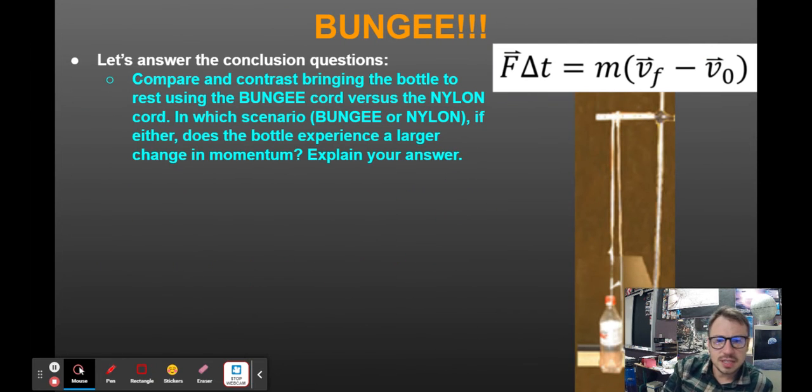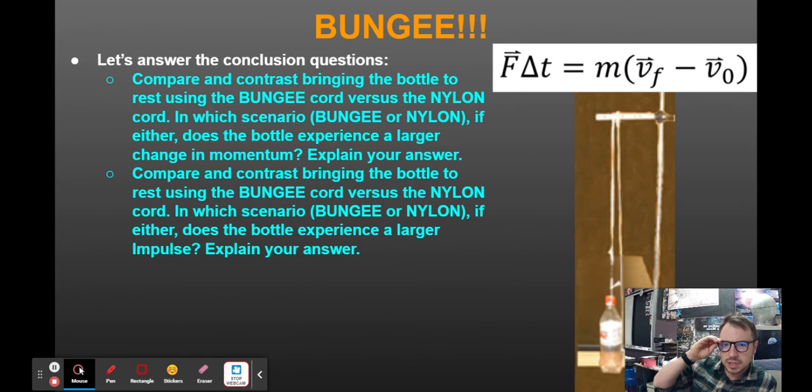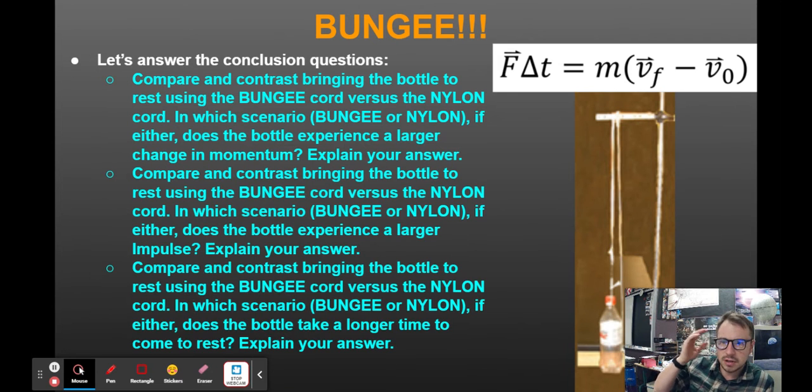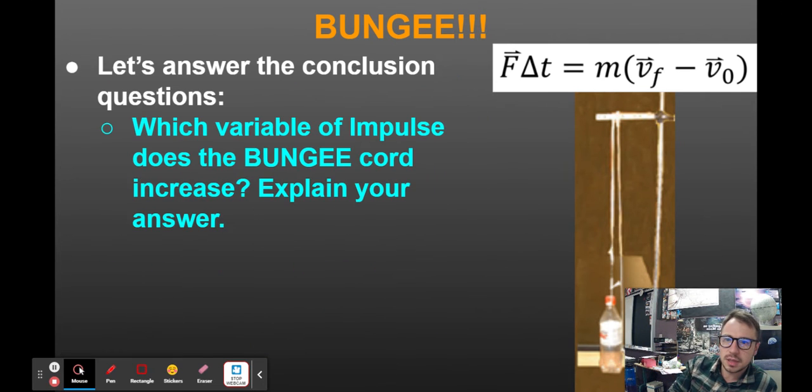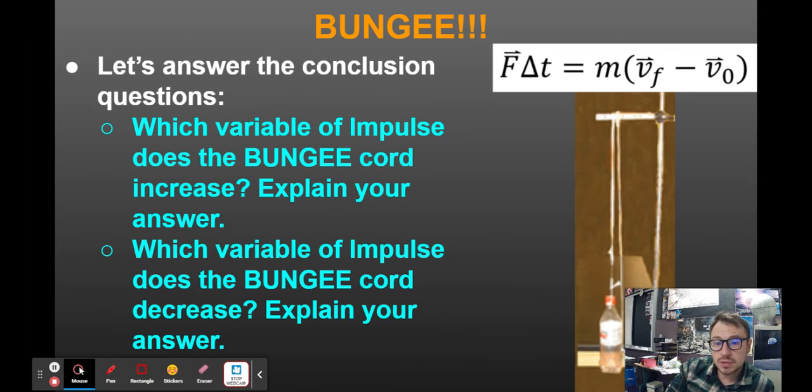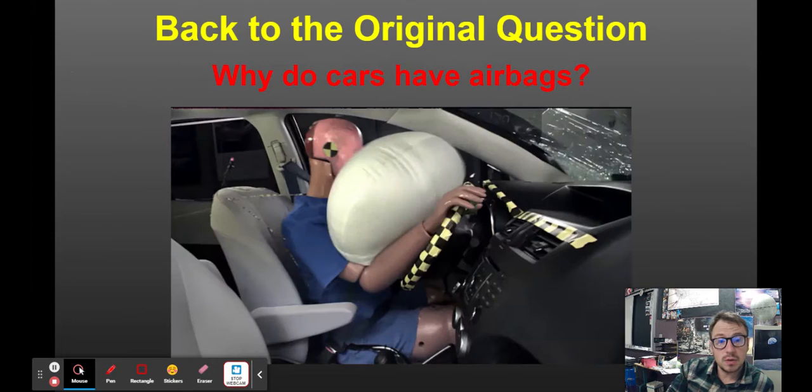All right, so now let's use that to answer these questions. We know that the bottle, assuming it's falling from the same height, it's the same bottle, is going to experience the same change in momentum, same mass, same change in velocity. So which of these experiences a larger impulse? Well, same in both scenarios. Now compare and contrast the bungee cord. Does the bottle experience a longer time to come to rest? It's going to be the bungee cord. It's going to take a longer time for that bottle to come to rest. So which variable of impulse does the bungee cord increase? It's going to increase the time interval that force is applied. And which variable of impulse does the bungee cord decrease? It's going to decrease the force that's applied over that time interval.